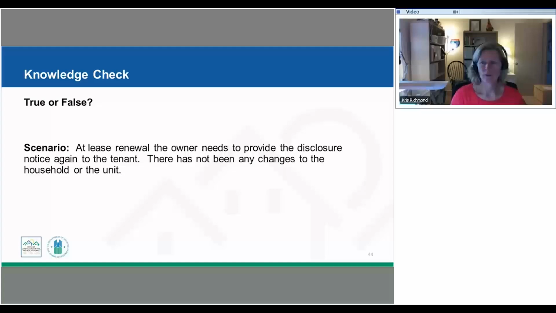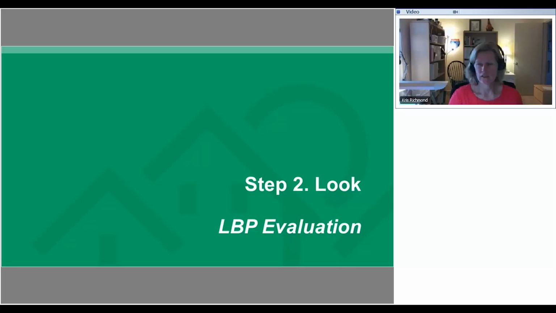All right, well, most of you got the answer correct. The correct answer is false, okay? So if nothing has changed to the unit or the common areas servicing the unit, then the PHA does not need to provide a new disclosure notice. So the answer to this is false. Are there any questions that came in that we should address before we move on to step 2?